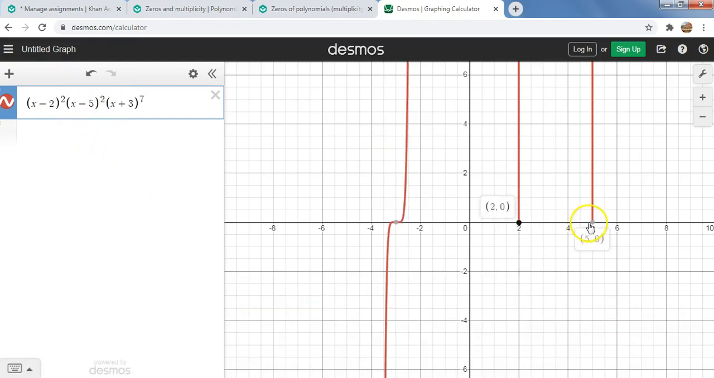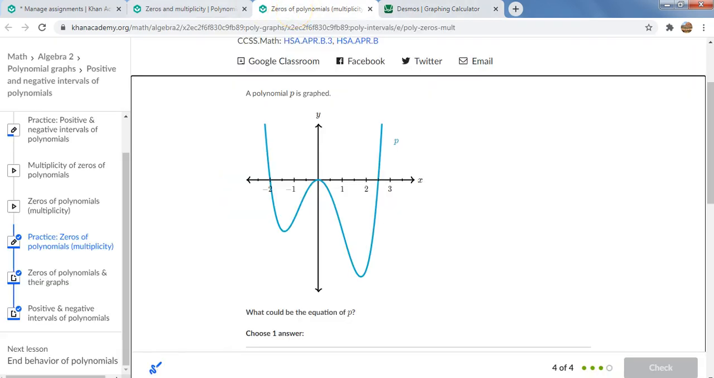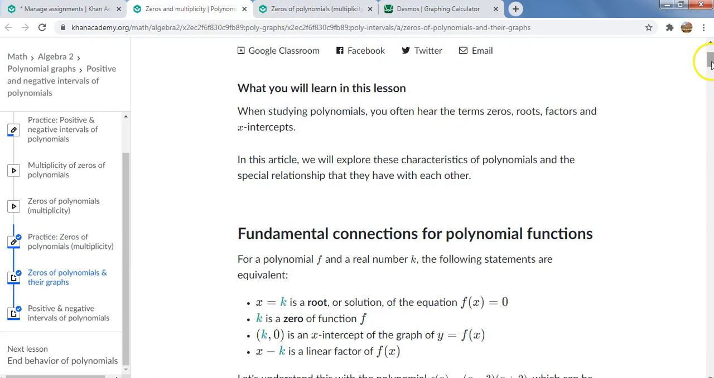Now you can clearly see that these touch it. This goes through it. So that's the concept right here. All right, so here we go.